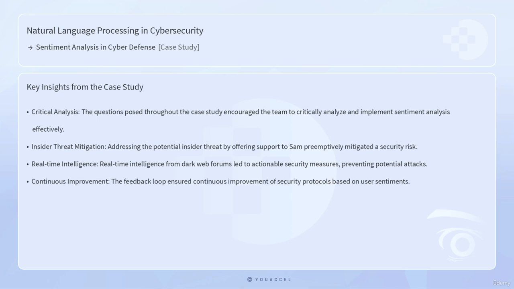Automating phishing detection alleviated the burden on the team while enhancing protection. Timely responses to social media threats preserved Technova's online integrity. Lastly, refining crisis communication based on sentiments post-incident helped rebuild trust with stakeholders. This comprehensive approach demonstrates how sentiment analysis is an essential tool in fortifying cybersecurity defenses in an interconnected world.